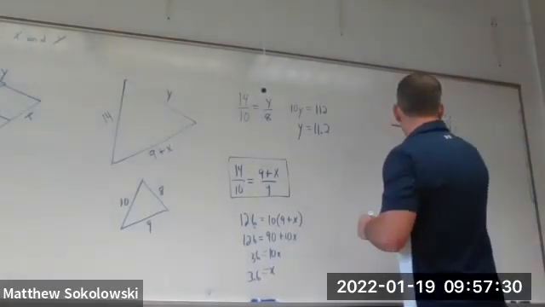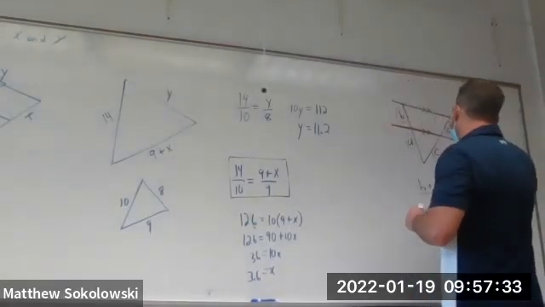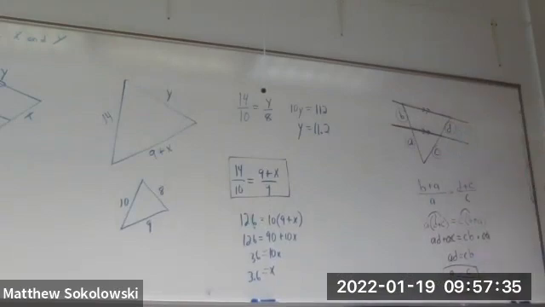This line right here is parallel to this line. Parallel lines divide things proportionally. They divide those other lines proportionally. So this forms a ratio that's equal to this ratio. You can just do this piece over this piece equals this piece over this piece.